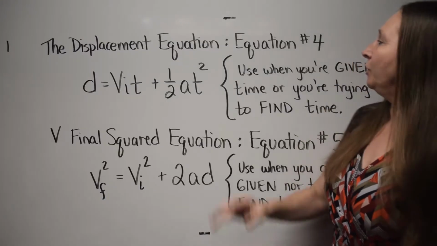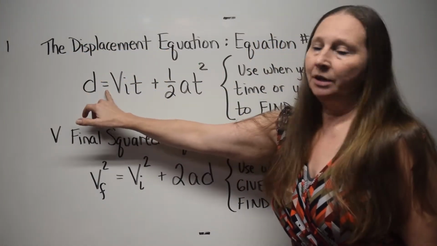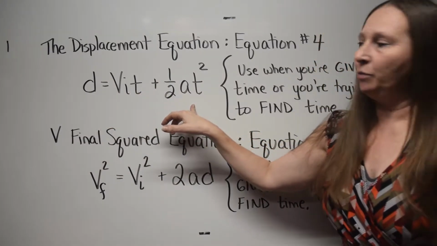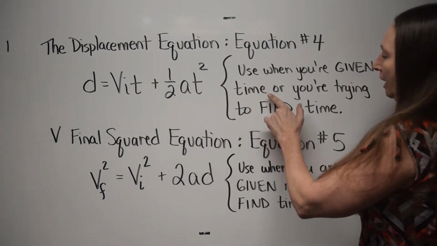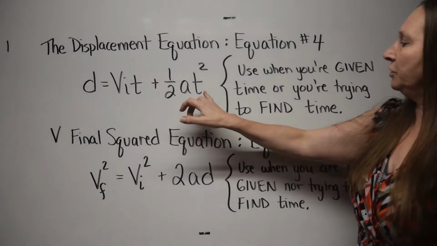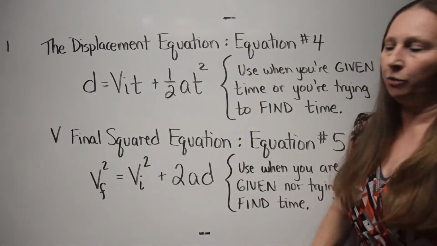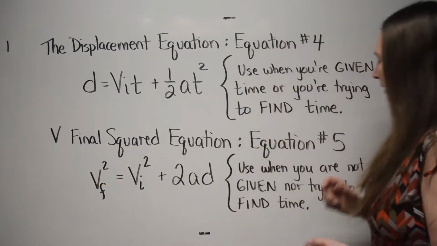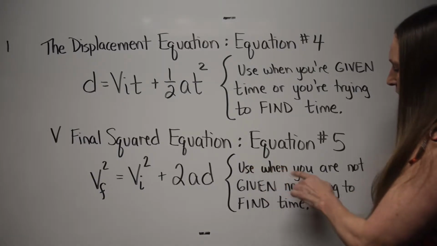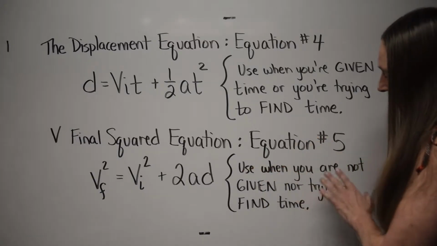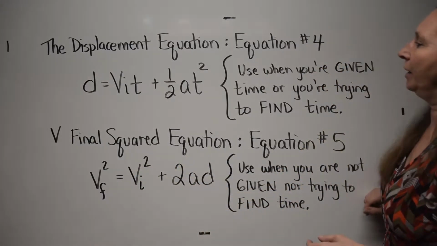Finally, we have equation number 4, the displacement equation, displacement equals v initial t plus 1/2 a t squared. Obviously you would think of this equation when you're given time or you're trying to find time. There's time in this equation. Now, the v final squared equation, that's equation number 5 on the New York State Physics reference tables. You would use this equation when you are not given time and you're not trying to find time, because there's no t in this equation anyway.